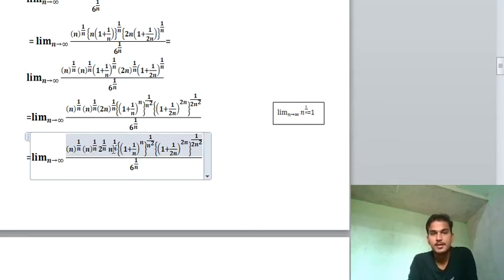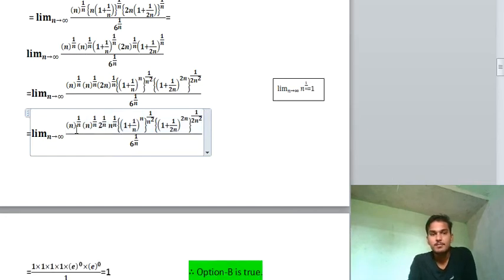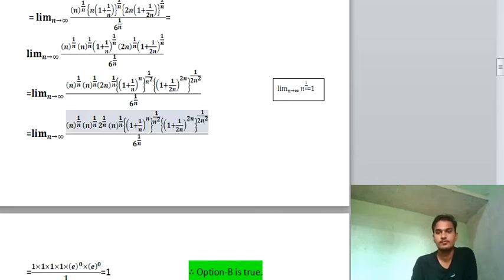So this is 2 to the power 1 by n into n to the power 1 by n. When we find the limit, we know the limit of n to the power 1 by n is equal to 1. So the limit of this will be 1, and the limit of this will also be 1, because 2 to the power 1 by infinity, 1 by infinity is equal to 0, and 2 to the power 0 is equal to 1.